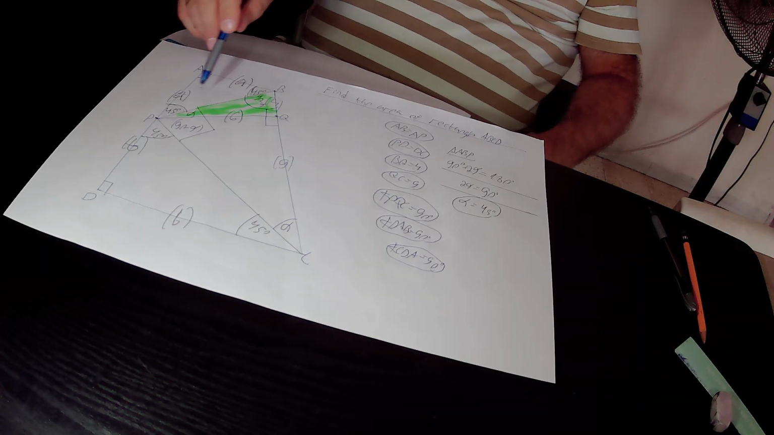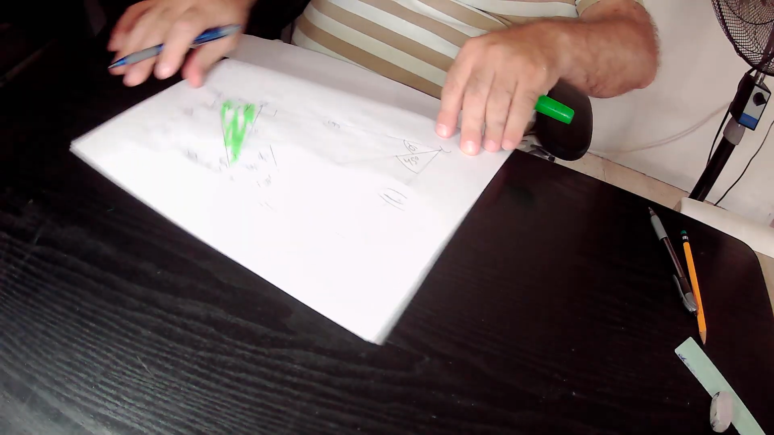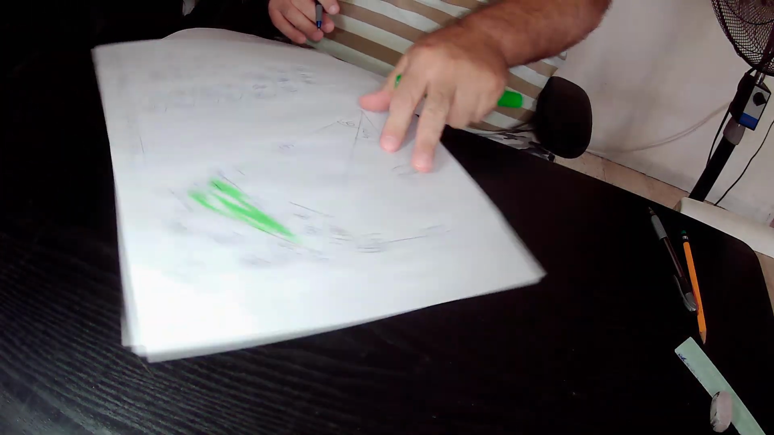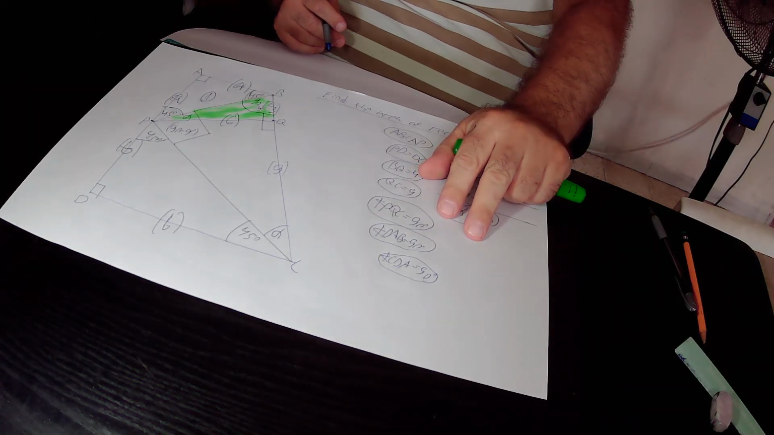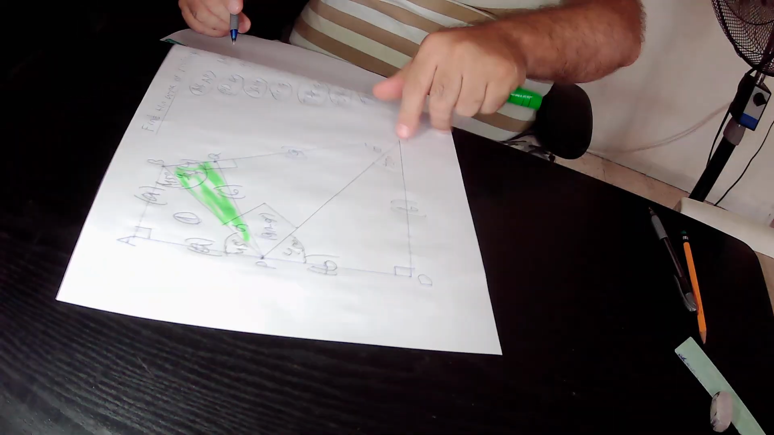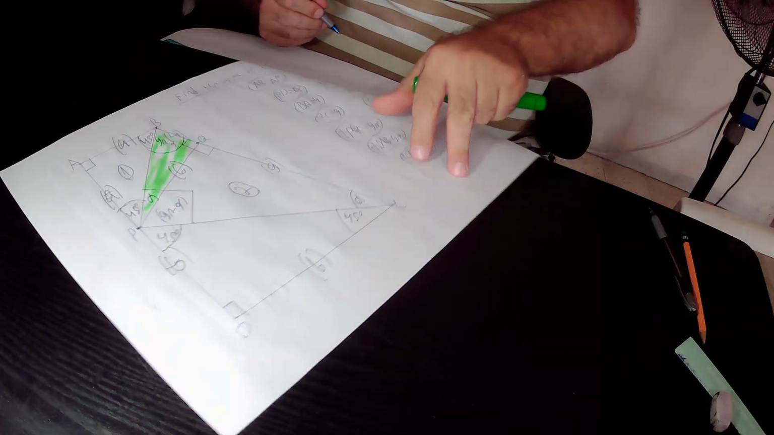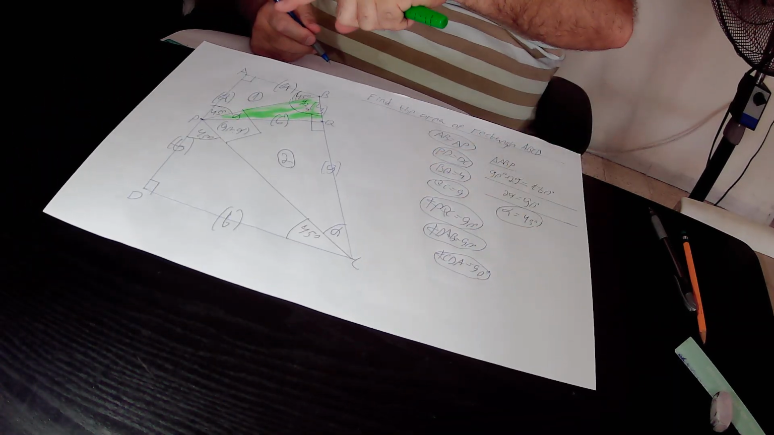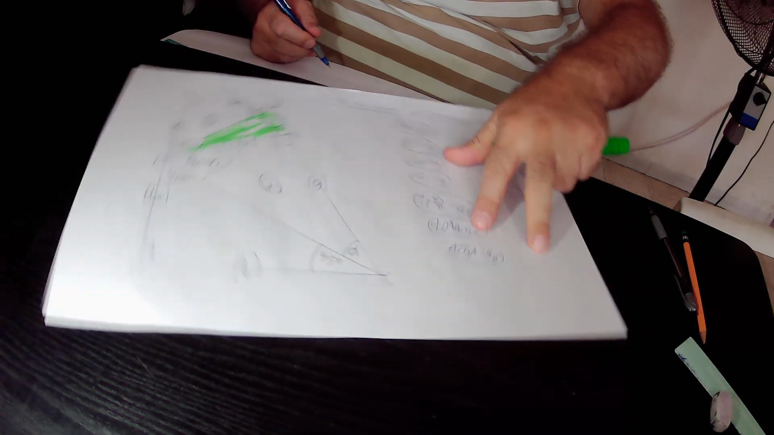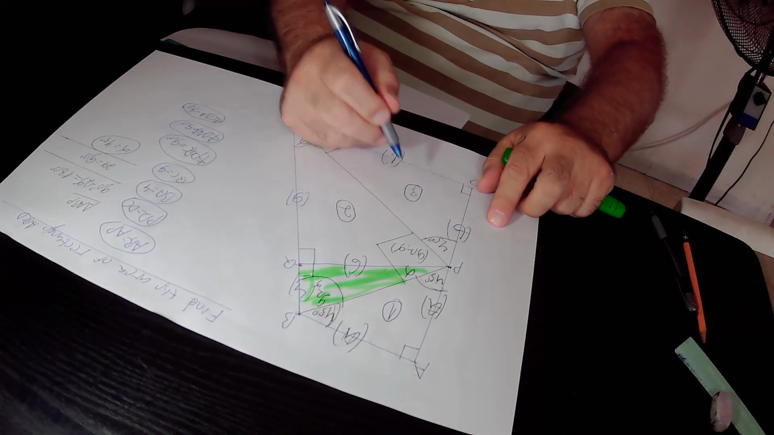Trapezoid ABCD consists of the first component, which is the right triangle ABP. So I write it here. This is the first component. The second component that trapezoid ABCD consists of is the big right triangle PBC. So write it down. This is the second component. And finally, the third component that trapezoid ABCD consists of is the right triangle PDC. So write it down. This is the third component that trapezoid ABCD consists of.